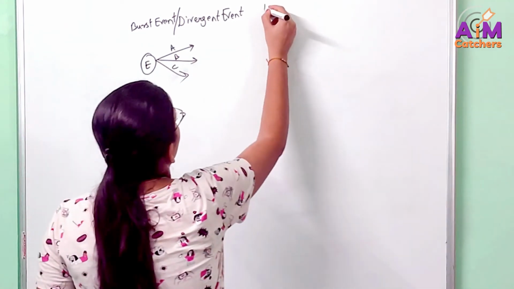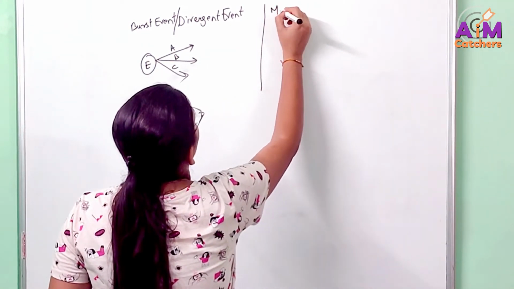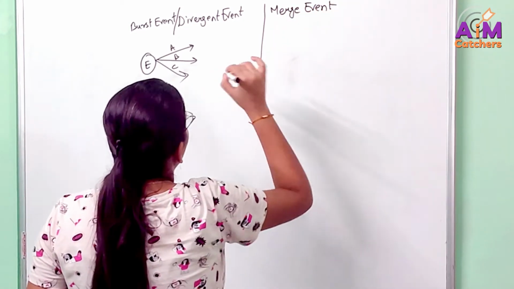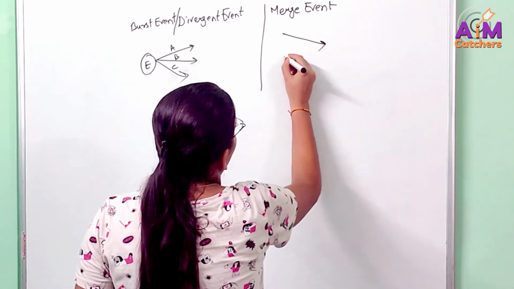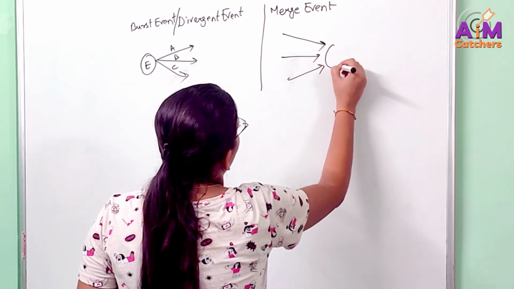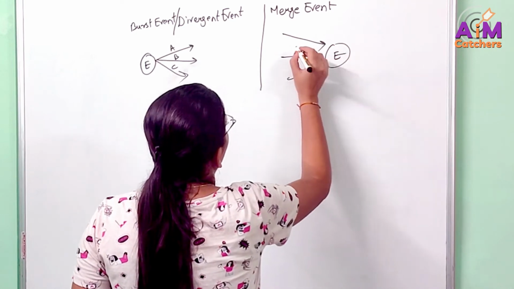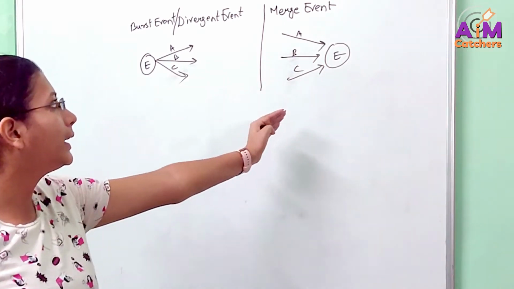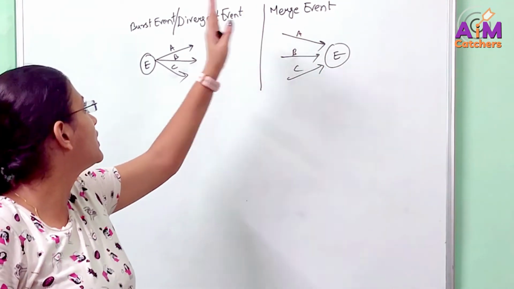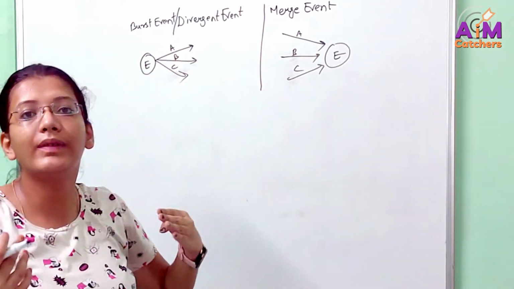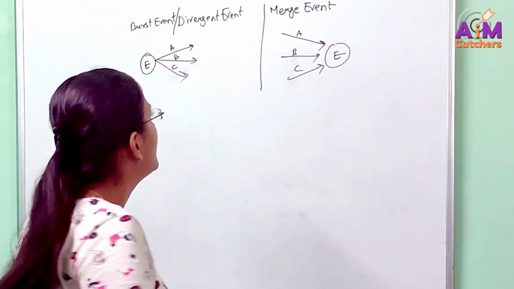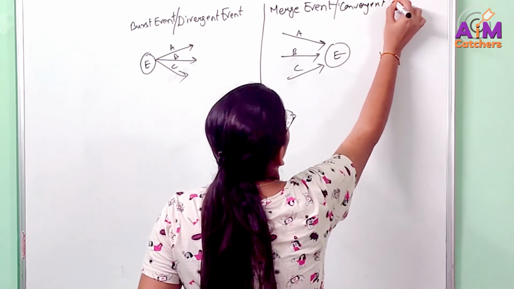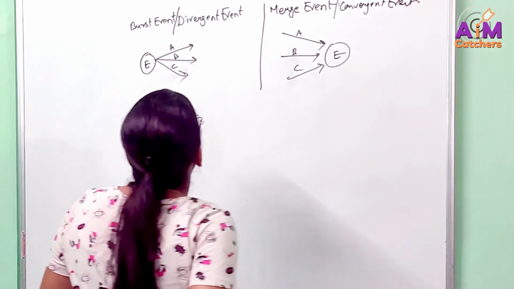And the next of it is the merge event. In this we'll have multiple events merging to a single activity. See, these are multiple activities A, B and C which are merging to a single event. Multiple activities coming to a single event is called a merge event, and multiple activities coming out of a single event is called a divergent event. This is also called a convergent event.